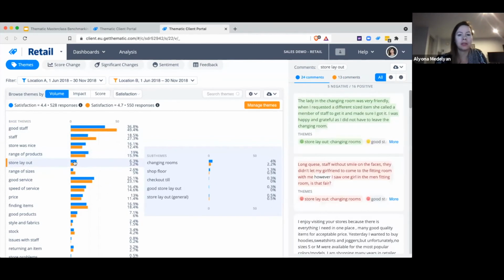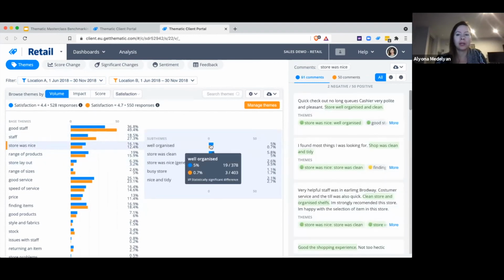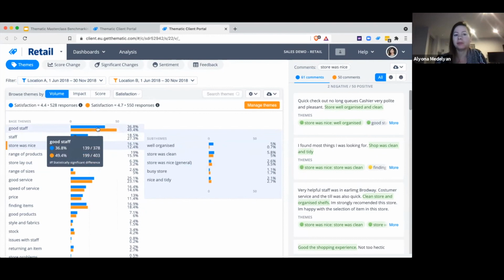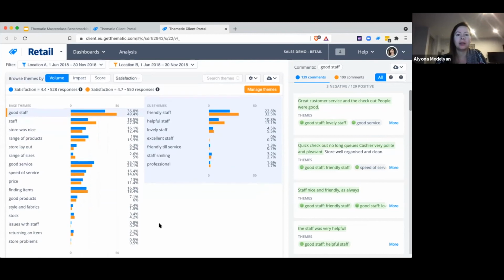Let's see, store layout, it has better store layout. So this is where location B could learn from location A. It looks like it's better organized. So this is the strength of that particular location. So now if the staff improves even further, they really have the opportunity to improve their average satisfaction. And of course, it's interesting to look at the revenue for location A and location B and track it, given this insight and the changes that they will make, to see what will happen.